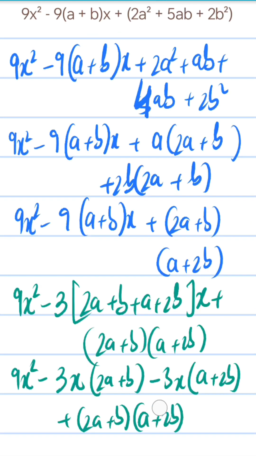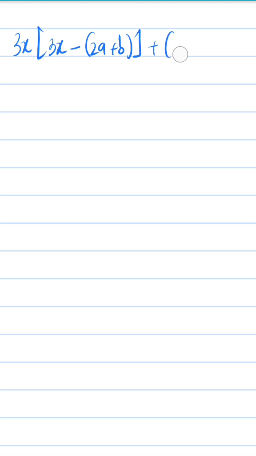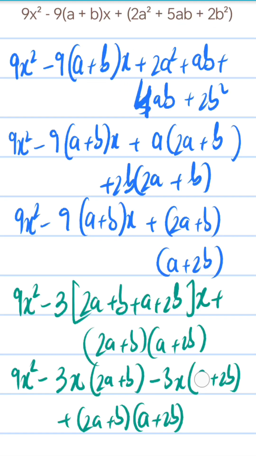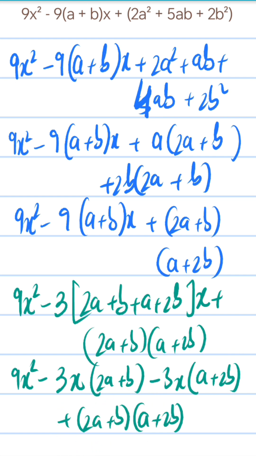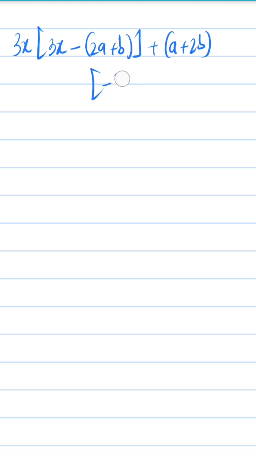Okay, next. Now from here and here you can take a plus 2b as common. A plus 2b is here, a plus 2b is here, so you can take a plus 2b as common. Now what is left? If a plus 2b has been taken from here, minus 3x will be left, and here 2a plus b will be left. Minus 3x, and plus 2a plus b will be left.